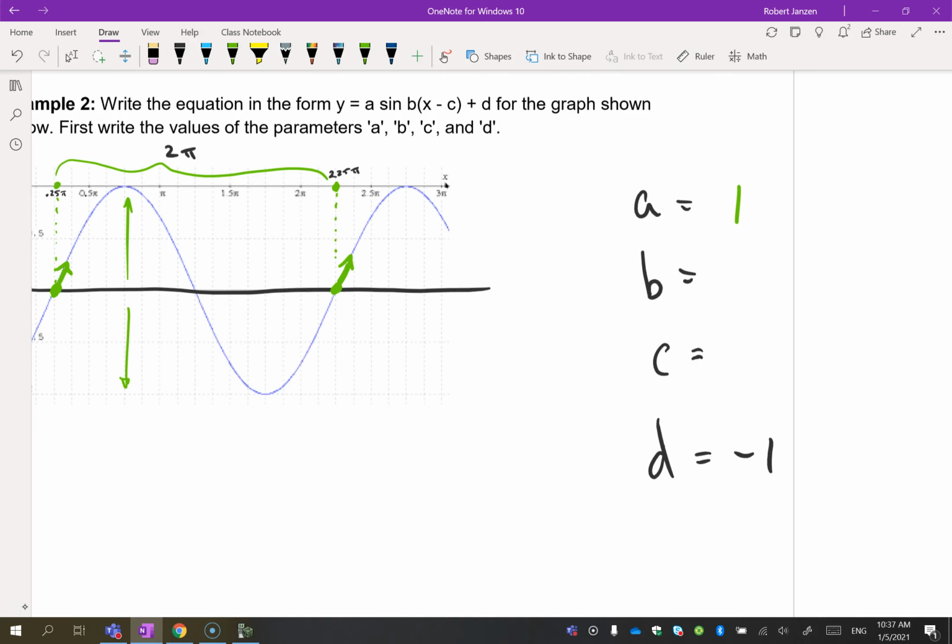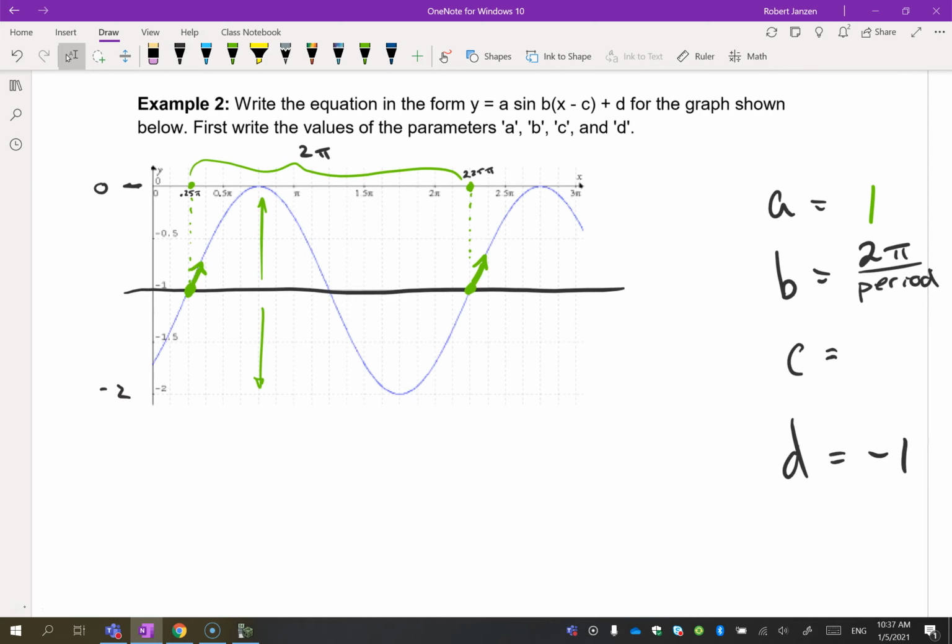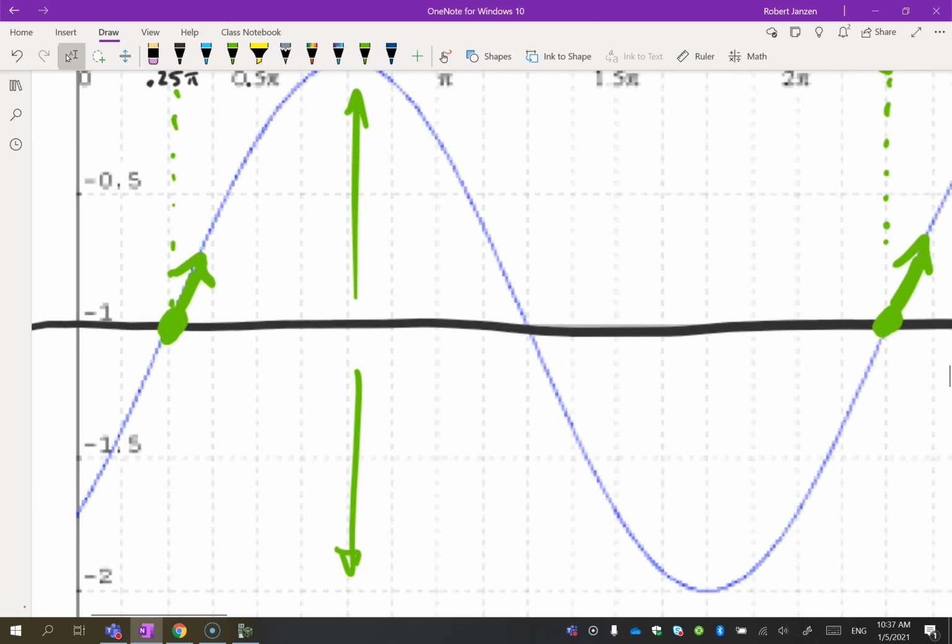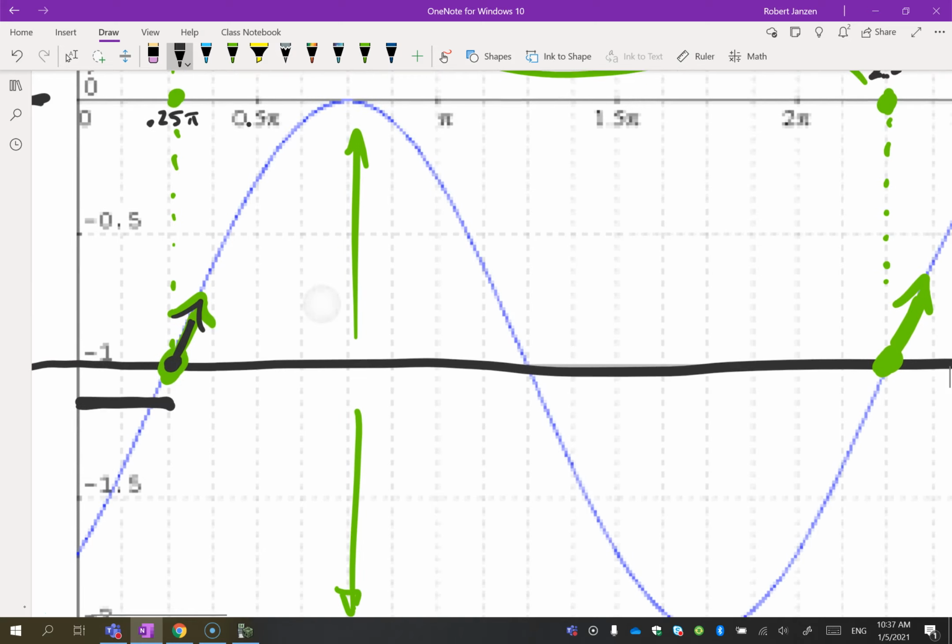Yeah, my pen's not working. B is always going to be 2 pi divided by the period. So 2 pi, and the period in this case is 2 pi, so I get 1. All right, and then C. Well, this is why I like looking at the midline going up here, why I like looking at this point. Because now I need to see how far this has moved over here. All right, and I see that it's 0.25 pi.